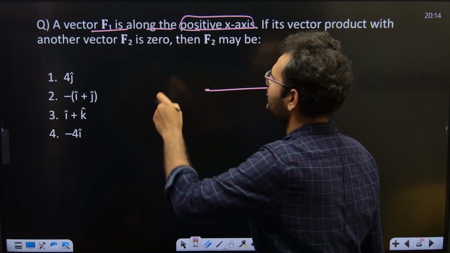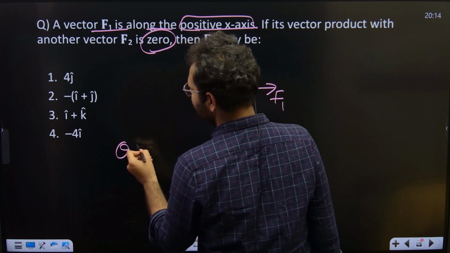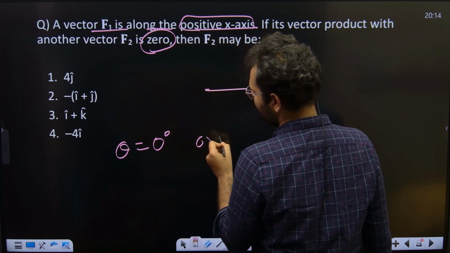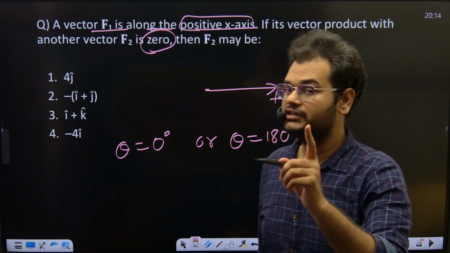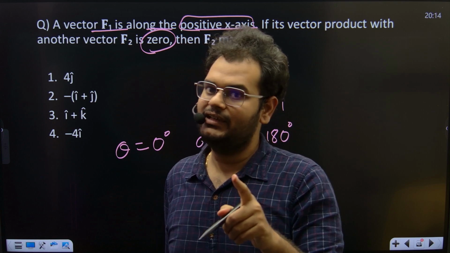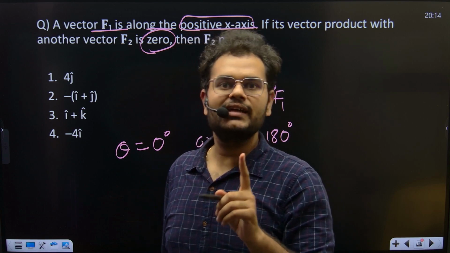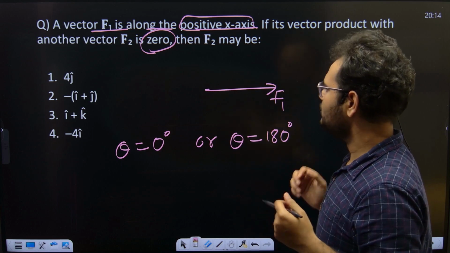Sir, when is the vector product 0? Vector product is 0 when theta is 0 or theta is 180 degrees. Only two conditions are there. Don't be confused. Dot product is 0 when theta is 90, but vector product is 0 when theta is 0 or 180. Now you tell me.